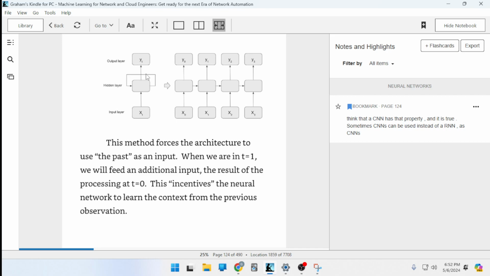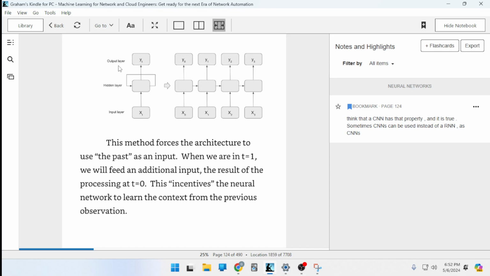Hidden layer. This is typically where computations are performed on the input data. Neurons in this layer apply weights to the inputs, and the results are passed through an activation function to introduce nonlinearity. Output layer, Y_T. The output layer receives the processed data from the hidden layer and transforms it into the final output of the network. This can be a prediction, classification, or any other type of output the network is designed to produce.